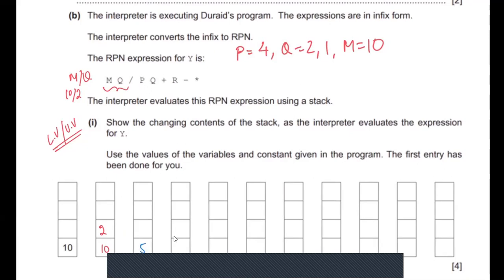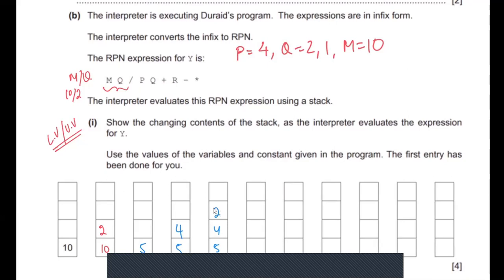Then next we take a look at the value of P. We push P into it. So P, there you go, 4. And then we've got Q, so we push Q to the stack. So it's going to be 5, 4, 2. And then we've got an operator. This operator means P plus Q. This value was P, this value was Q.